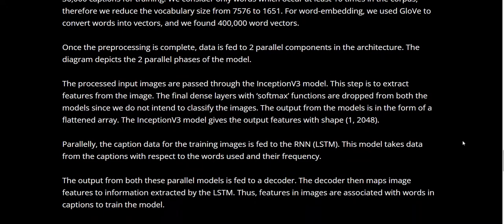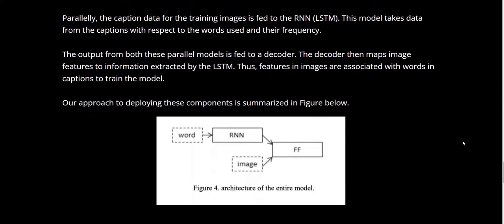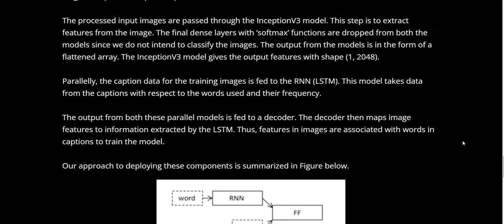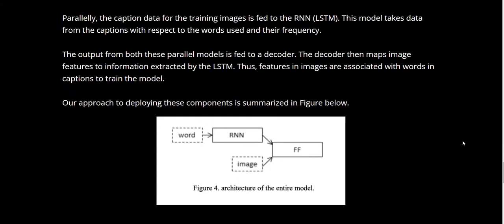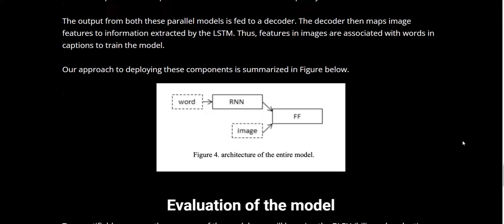After preprocessing, the data is fed to 2 parallel components as depicted in the model. The processed input images are passed through the Inception V3 model, where features from the image are extracted in the form of a flattened array. In parallel, the caption data for the training images is sent to the RNN. This model takes data from the captions with respect to the words used and their frequencies. The output is fed to a decoder which maps image features to information extracted by the LSTM. Thus, features and images are associated with words and captions to train the model, which is summarized in the figure below.